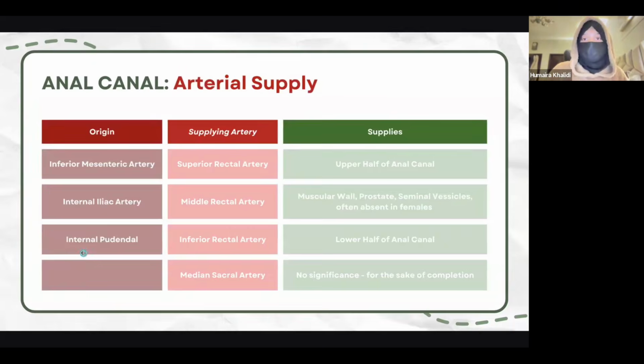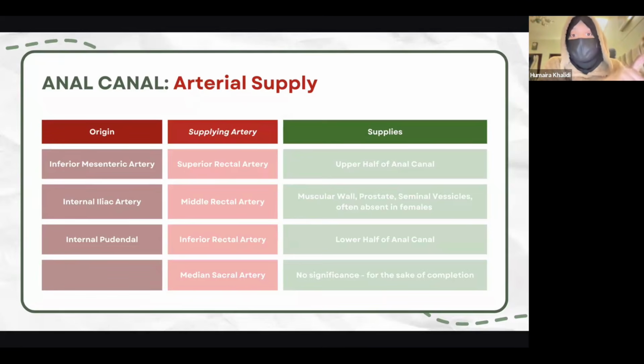I have a better slide for this, for the arterial supply, this one. Now, we all know arteries carry blood to the part. So, I'm going to talk briefly about how this is going to work. You have the inferior mesenteric artery, which gives a branch called the superior rectal artery, which supplies, it's superior, guys, so it's going to supply the upper half of the anal canal. Internal iliac artery gives a branch called the middle rectal artery, which supplies the muscular wall, the prostate, and the seminal vesicles, and this is often absent in the females.